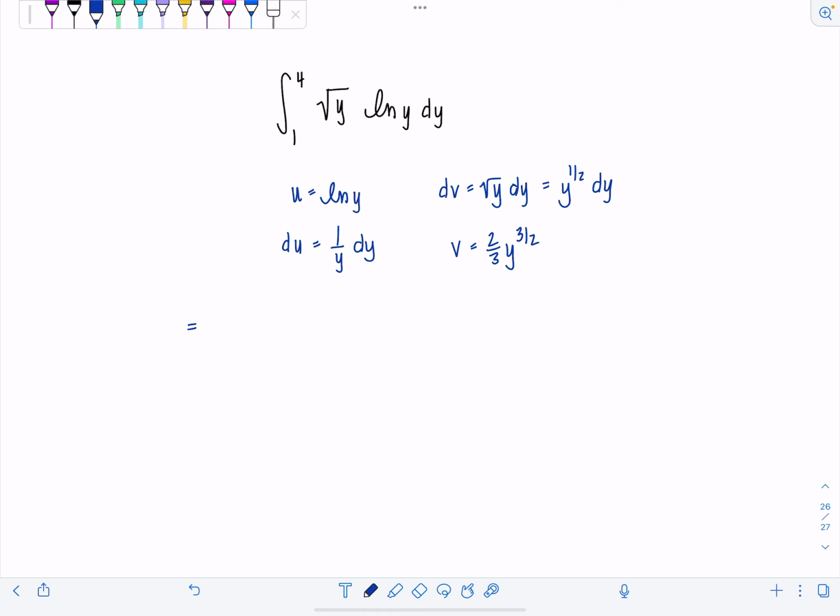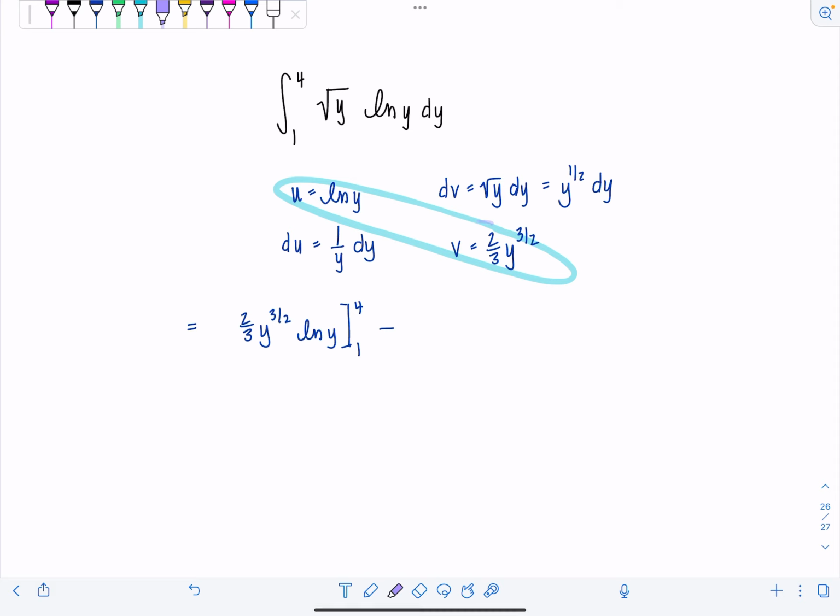So now our integral becomes the following. We have uv, 2/3 y to the 3/2 times natural log of y. But please don't be a sloppy little student. Don't forget, this time we have limits of integration from 1 to 4. Write them immediately right there. Minus the integral of v du. So we're going to have here, I'm going to put the 2/3 outside. If you know, you know. I love it. And then again, don't forget those limits of integration, 1 to 4.